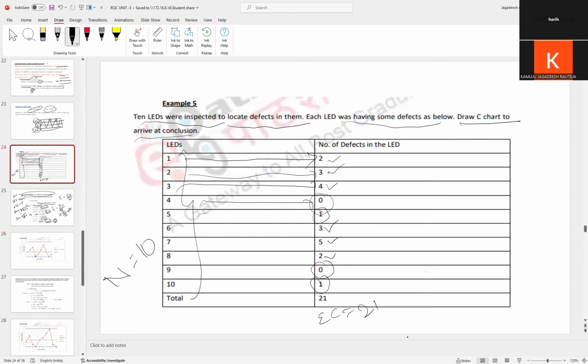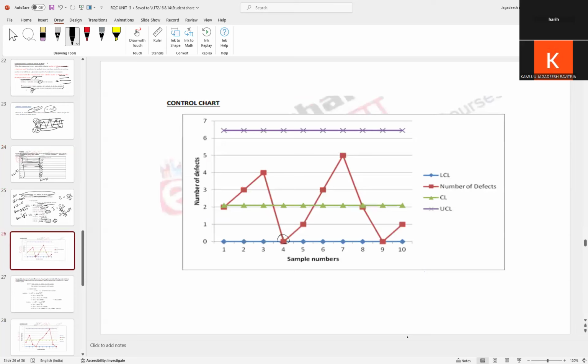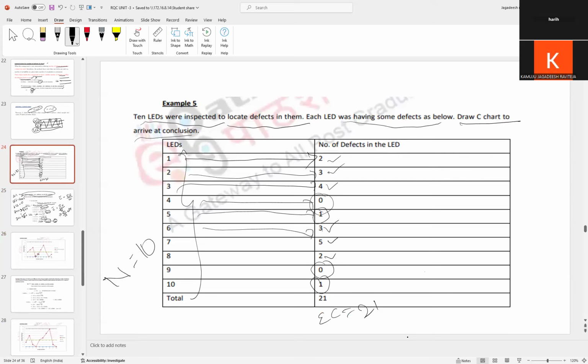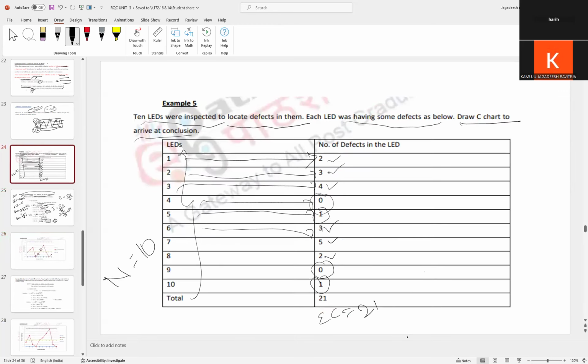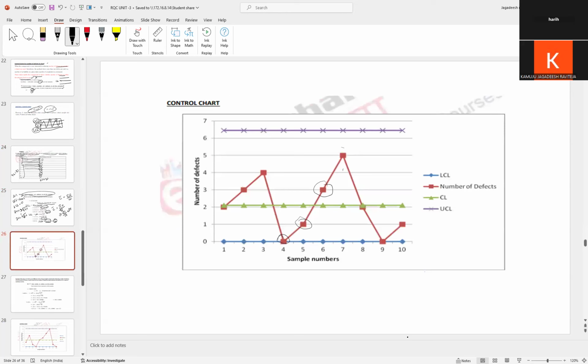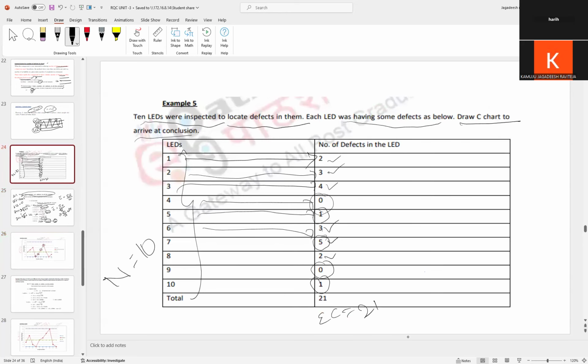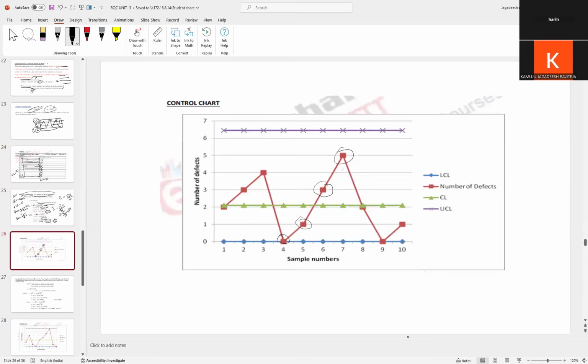And for the fifth sample, how many defectives are identified? 1 defective. For the sixth sample, 3 defectives. For the seventh sample, 5 defectives are identified. Like that, we take the total number of defectives in each LED till the 10th sample. For the 10th sample at last, there is 1 defective.